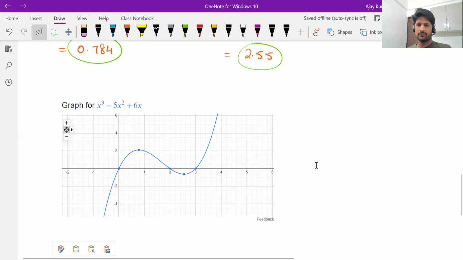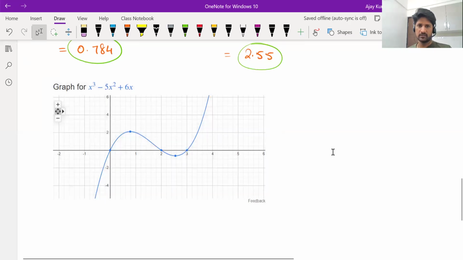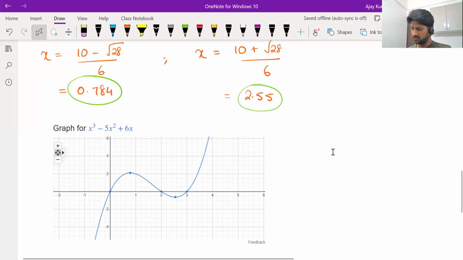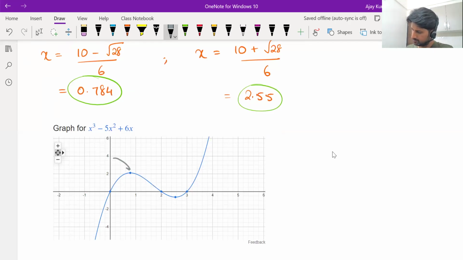This is the graph of the given function x cube minus 5x square plus 6x. Now you can see there are two critical points. They're already marked here. This is one of them where there is a maximum, and this is the other one where there is a minimum. The function is not constant anywhere. As the value of x changes, the function keeps on changing.